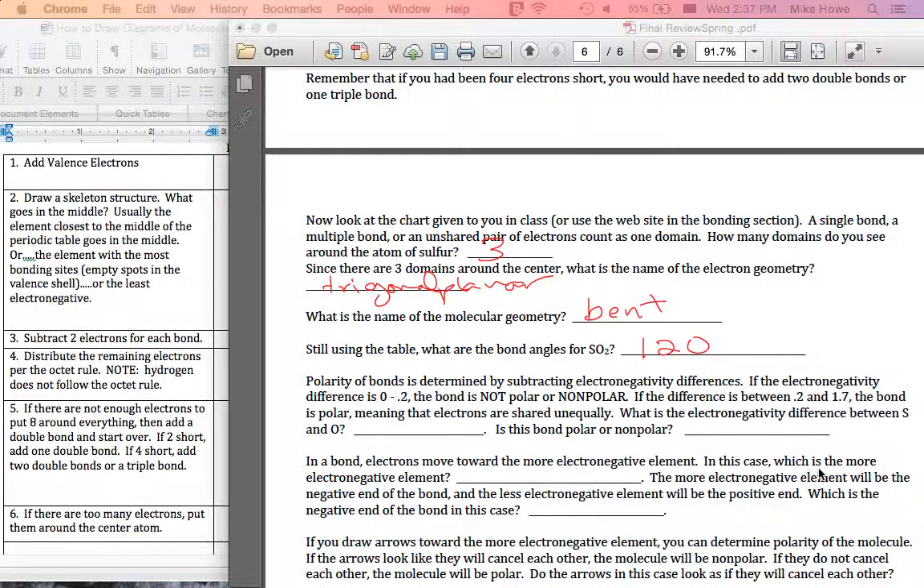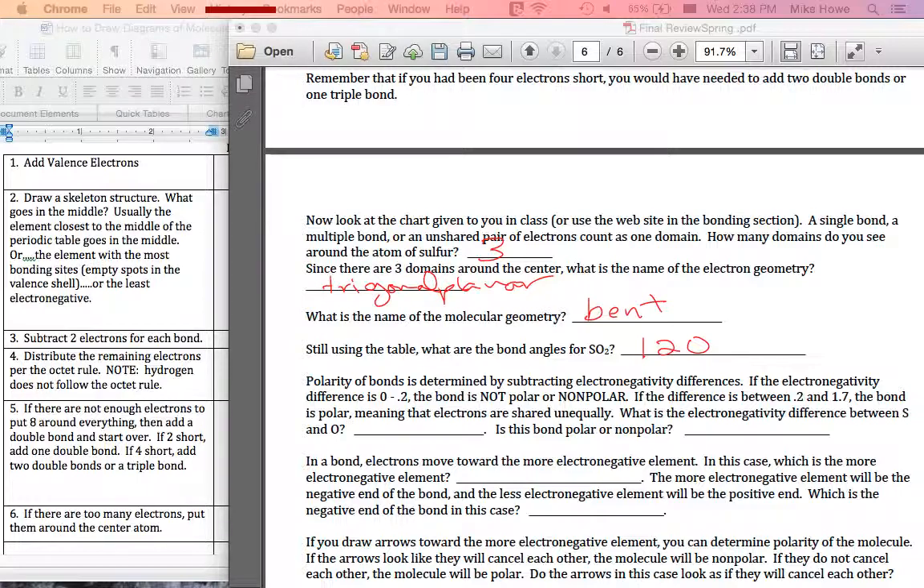So the polarity of the bond is determined by subtracting electronegativities. If the electronegativity difference is 0 to 0.2, the bond is nonpolar. If the difference is greater than 0.2 and up to 1.7, the bond is polar. Now, I used 0.4 in our class this year. Sometimes you see it written as 0.2 in reference books, and sometimes 0.4. Don't get bogged down in that. You can use either one and you'll get these answers right. The bigger the difference, the more polar it is.